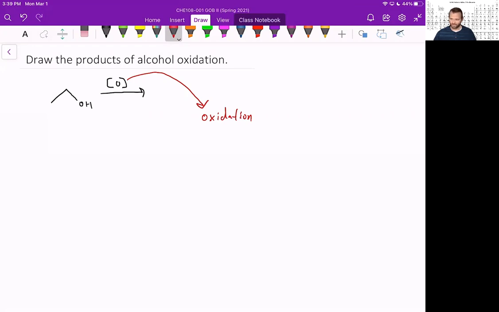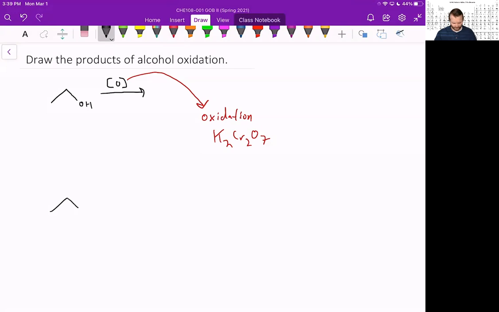But the reagent that's used synthetically or in a lab is potassium dichromate, K2Cr2O7. It's an inorganic compound. It's a strong oxidizer. But generally, the O in the brackets is what's used as a shorthand. So what are the products of alcohol oxidation?